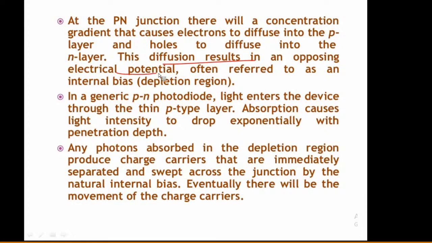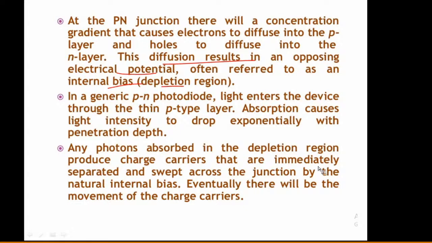Now, this diffusion results in an opposing electrical potential, often referred to as internal bias. That is what we are calling the internal bias. In a general PN junction diode, light enters the device through the thin P layer. What will cause the absorption? This absorption will cause the light intensity to drop exponentially with the penetration depth. How much light is penetrated? According to that, the current generation is also going to depend.